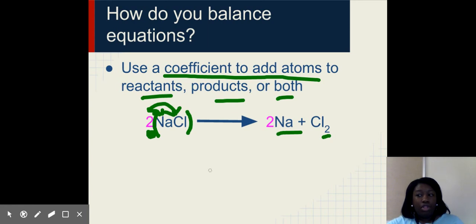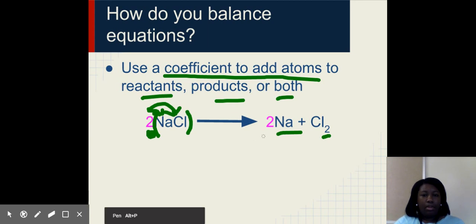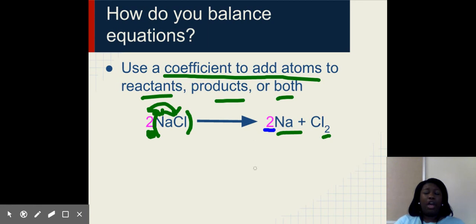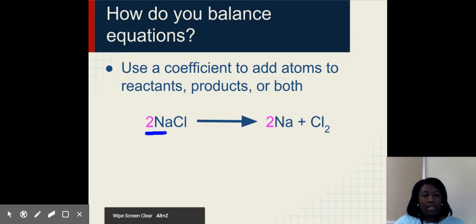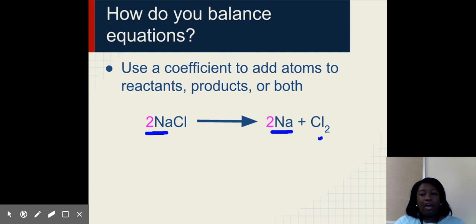Simple solution: add a coefficient to the product on the product side. So we added the 2 right here, okay? And now it reads I have 2 NaCl's, and I have 2 Na's here, plus I have Cl2. Now we have balanced the equation, okay?